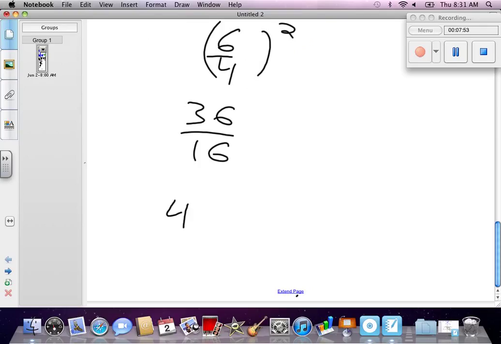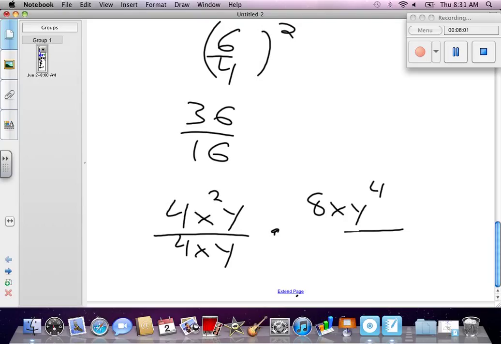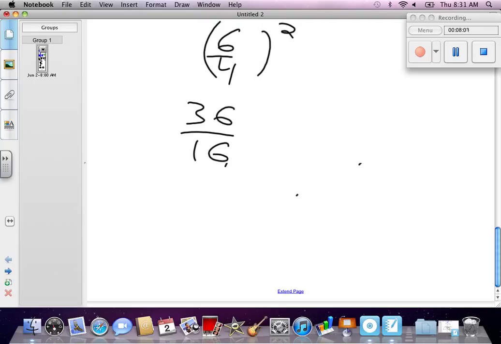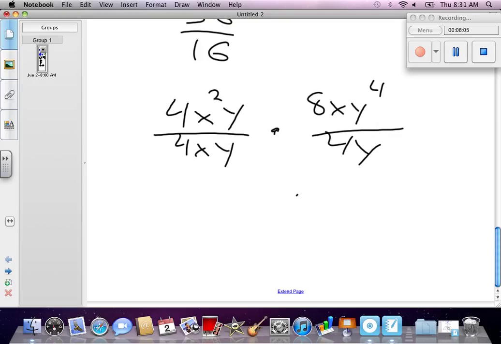26. We've got 4x squared y over 4xy times 8xy to the 4th over 4y. Okay, so the first thing I'm going to do, this is going to be a couple of steps, is I'm going to get rid of things that are on the top and the bottom. Remember when it has that fraction, it's the same thing as division. So I'm just going to go through and divide. What's 4 divided by 4? 1. So that goes away. We can put a 1 in front if you want.